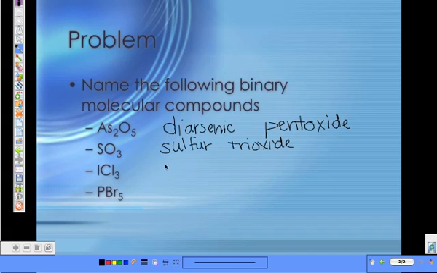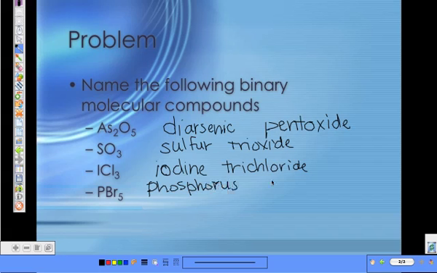How about this next one? Iodine trichloride. PBr5. Phosphorus pentabromide.